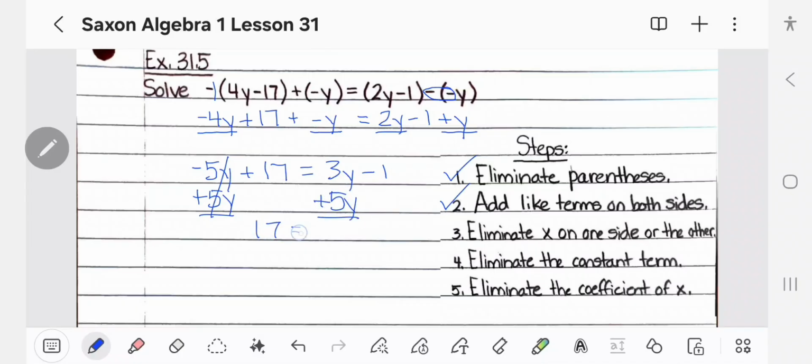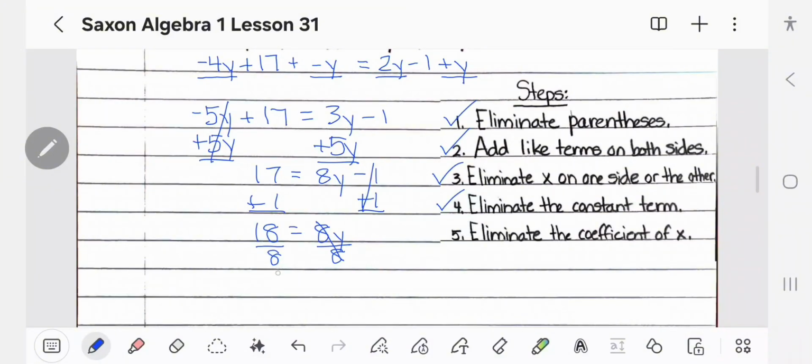And I get 17 is equal to 8y minus 1. Let's eliminate the constant term with the variable. That's the minus 1. So let's add 1 to both sides. I get 18 is equal to 8y. Now I'm going to eliminate the coefficient of the variable. So the coefficient of the variable is 8. They're multiplying by it, so I'll divide by it. And I get a fraction. And they're both divisible by 2. So let's divide those both by 2. 9 over 4. So 9/4 is what is equal to y.